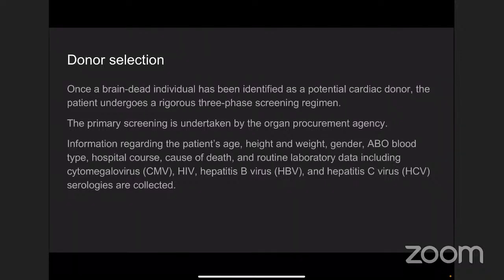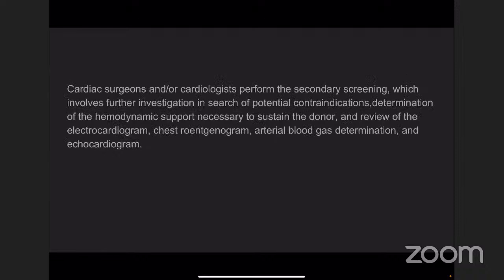Regarding donor selection, once a brain dead individual has been identified as a potential cardiac donor, the patient undergoes a rigorous three-phase screening regimen. The primary screening is undertaken by the organ procurement agency. Information regarding patient age, height and weight, gender, blood grouping, hospital course, cause of death, and routine laboratory data, including cytomegalovirus, HIV, hepatitis B and hepatitis C serology, are collected.